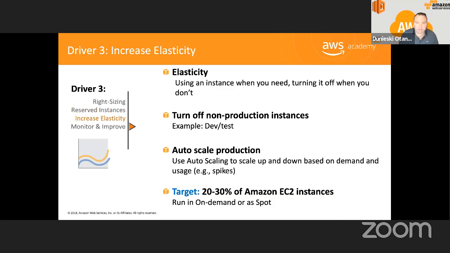So elasticity: using an instance when you need it, turning it off when you don't. That's the best practice, okay? If you need it, use it. If you don't need it, stop it. Stop it, don't use it, okay? Because even if you are not using it and it's running, you're going to be charged for it, okay? That's very important.